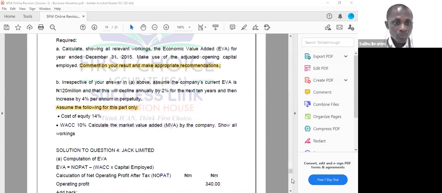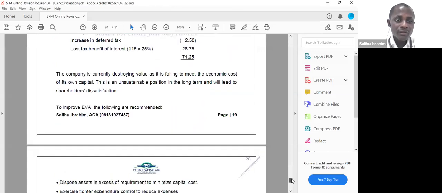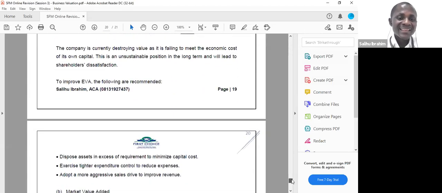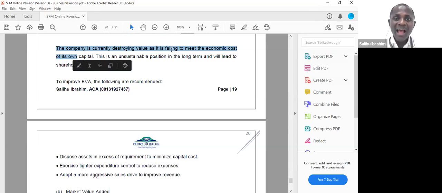Now, the company is currently destroying value. Yes, I said that earlier. The company is currently destroying value as it is failing to meet the economic cost of its own capital. This is an unsustainable position in the long term, and will lead to shareholders' dissatisfaction. This is what I'm saying.